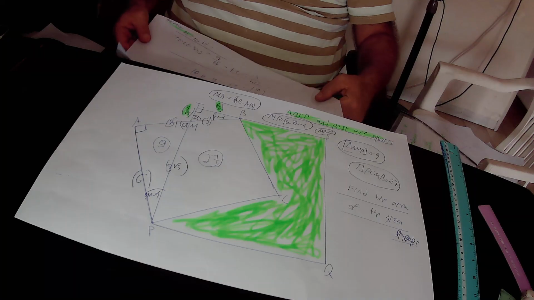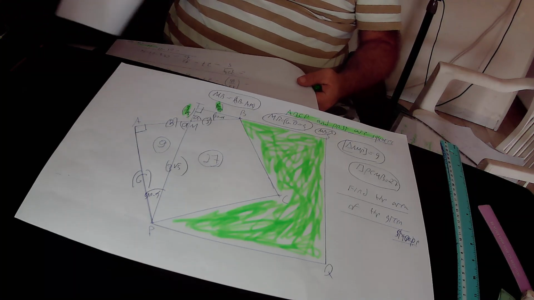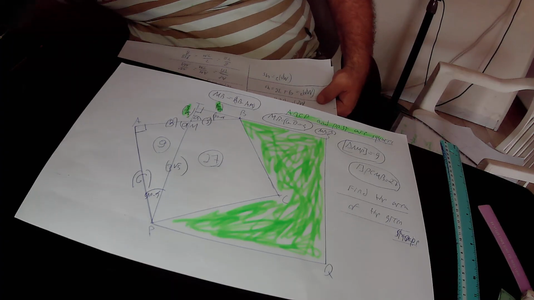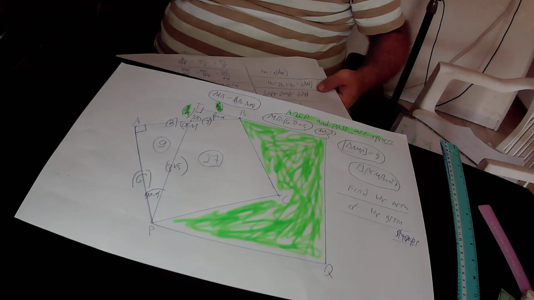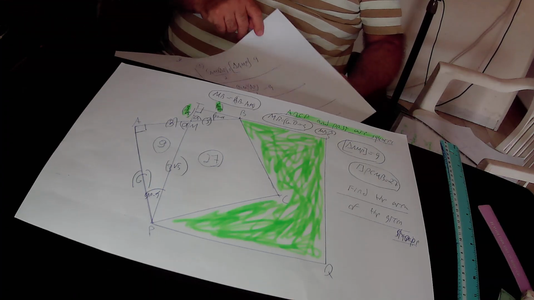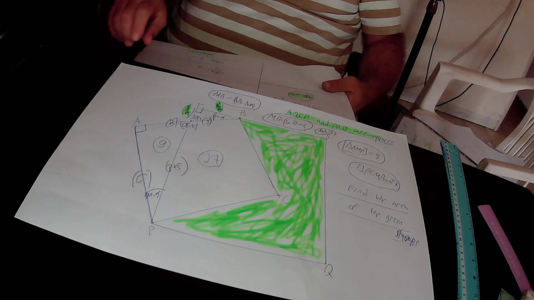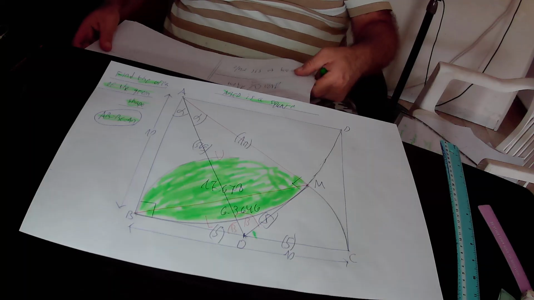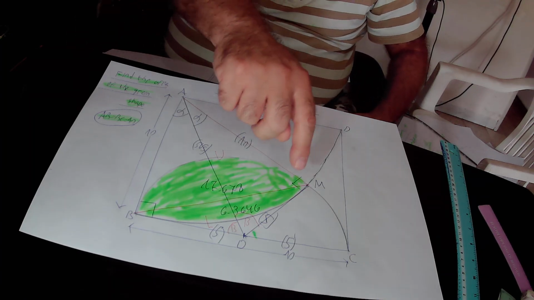In the next step, I present you the second question, and we solve the second question of this lecture. In the second question, our task is to find out the area of this green shape.